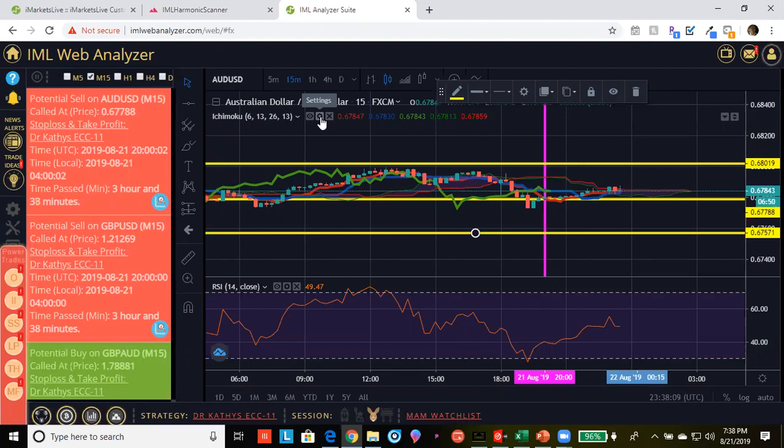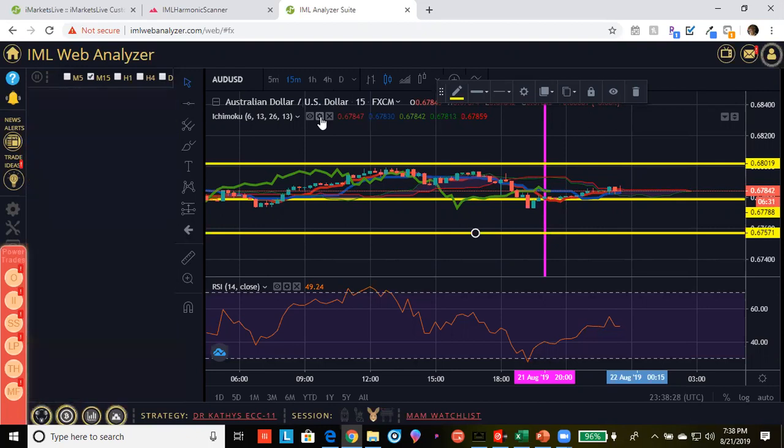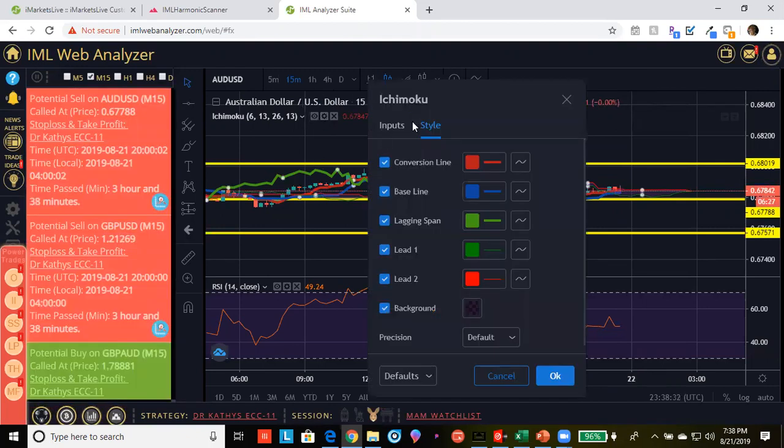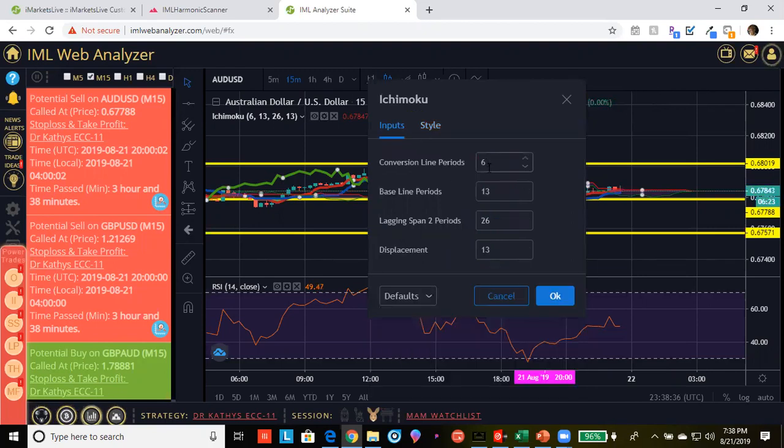So we don't want to make it too technical because it's really simple. I mean, kids are actually picking this up. Senior citizens are actually picking this up. And everybody in between is picking it up. So the more and more you train your eyes, just by putting in the information that is supposed to be there, Ichimoku. You can take a screenshot of the inputs. Conversion line is supposed to be 6, baseline 13, lagging span, money line 26, and displacement 13.